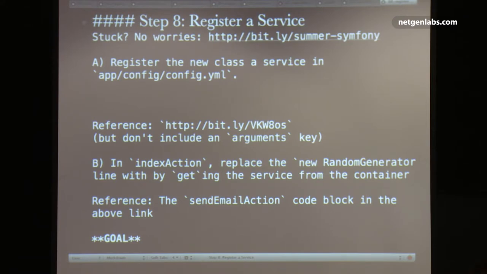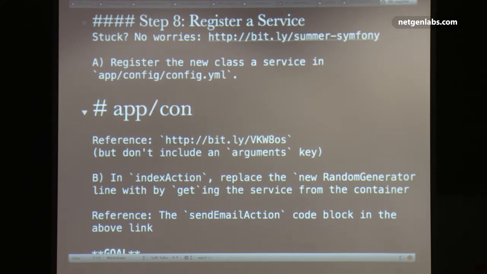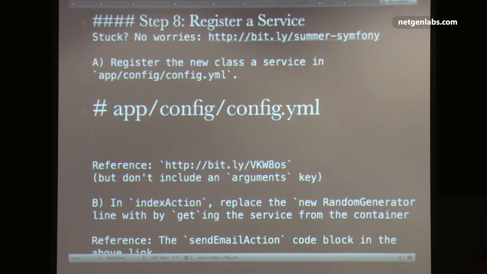All right. So open up your app config.yaml file. Again, Symfony is two pieces. Now we're going to work on that second piece and add our own service into the container. The way you do that is with a services key. You can put this anywhere in this file. I'd probably put it after the import lines that are on the top.